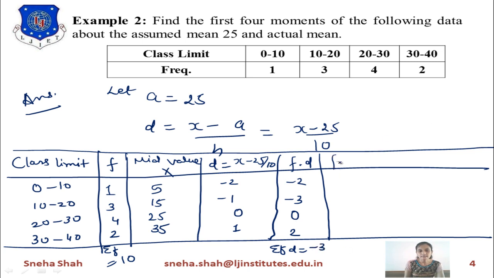Now if we find the value of f into d square, it will give us the answer f into d square. The square of minus 2 is 4, and 4 into 1 means 4. So 4, 3, 0, 2. So it will give you the answer like this.